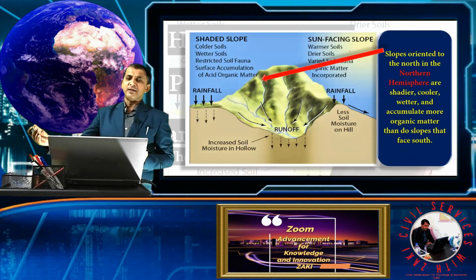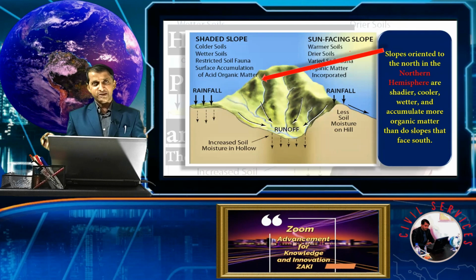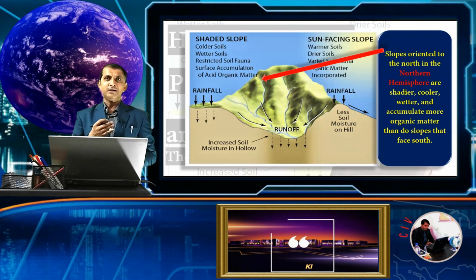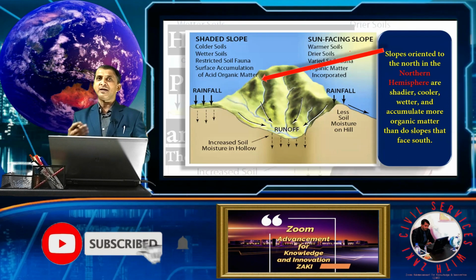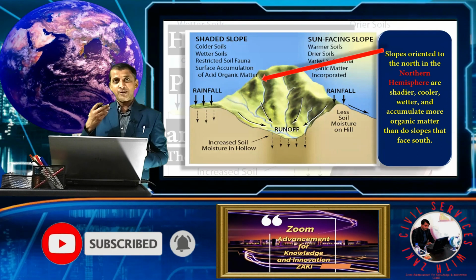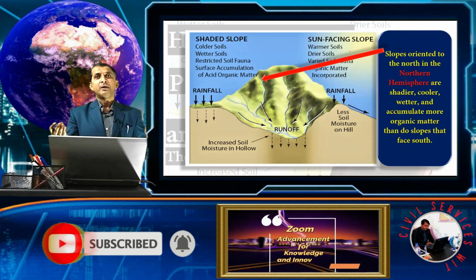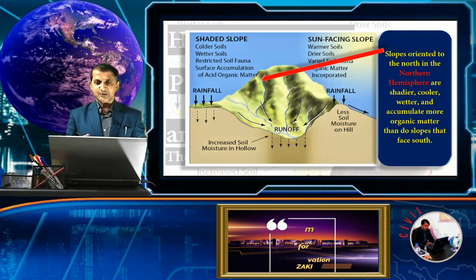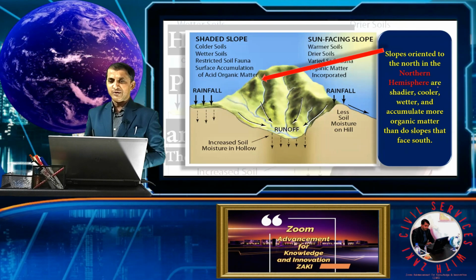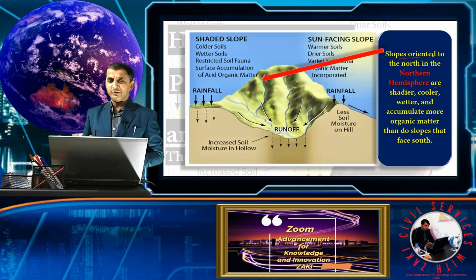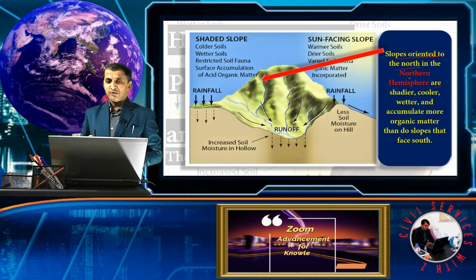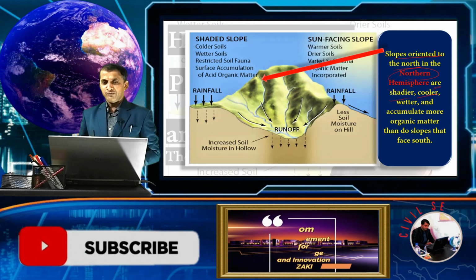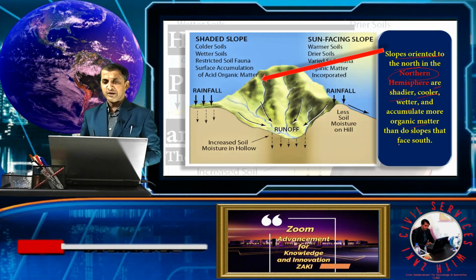So if you see, in the northern hemisphere, as you know, most of the world lies in the northern hemisphere, even India, America, Europe, and all the Asian countries basically lie in the northern hemisphere. If we see the orientation of the north, in the northern hemisphere, they are cooler, shadier, wetter, and they accumulate more organic matter.